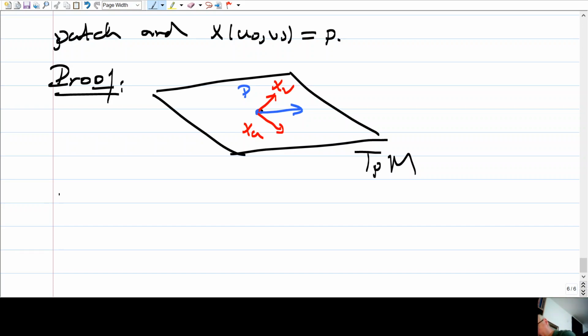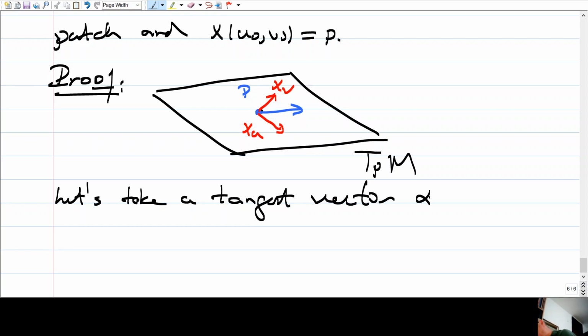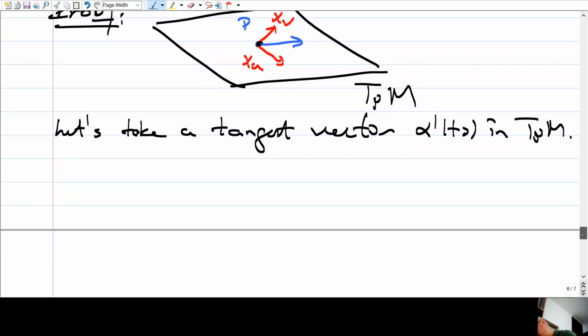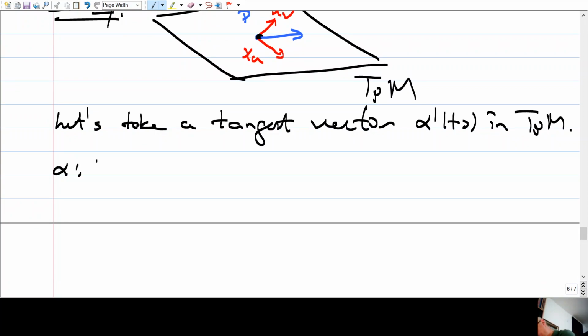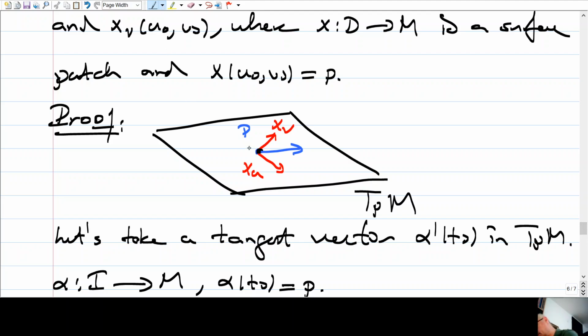Let's see the proof. Let's take a tangent vector alpha prime t0 in T_P M. Here alpha is a differentiable curve, and at t0 it takes the value P, and its velocity vector is our tangent vector.